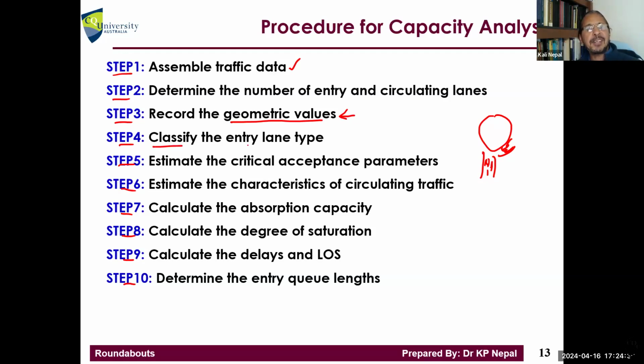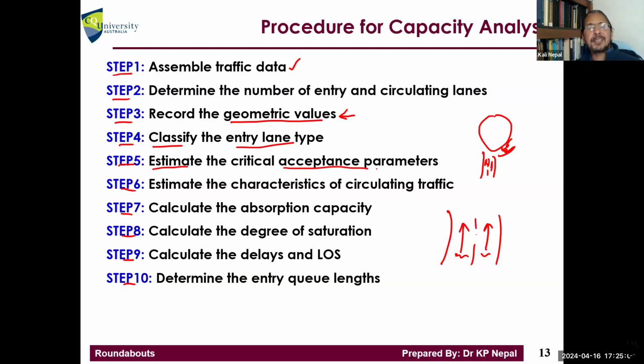Then we need to classify the entry lane type. If there are 2 lanes going into the roundabout, one of the lanes dominates. Based on the Australian standards, the lane with the highest traffic volume dominates. So we need to find the dominance. That also doesn't affect our manual calculation, but Sidra uses that system as well.